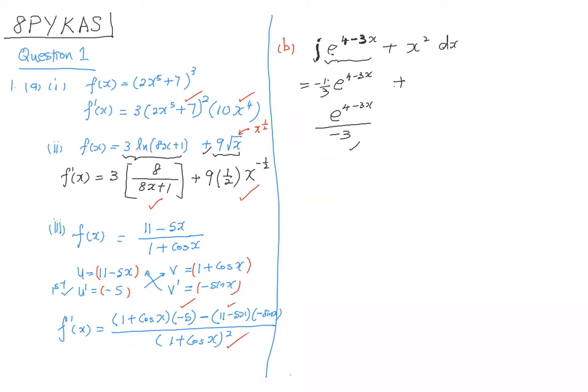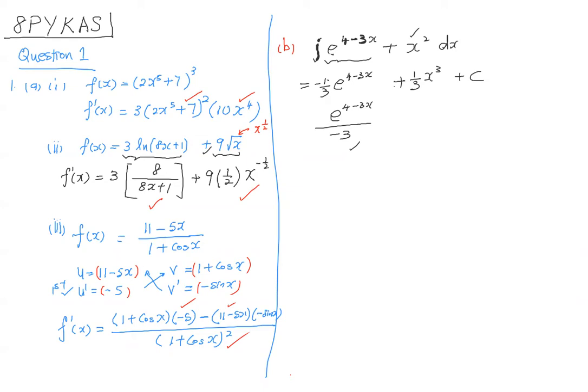1 out of 3 times, 1 out of 3, x to the power of 3. What should I do here? After this? Plus C. Plus C.